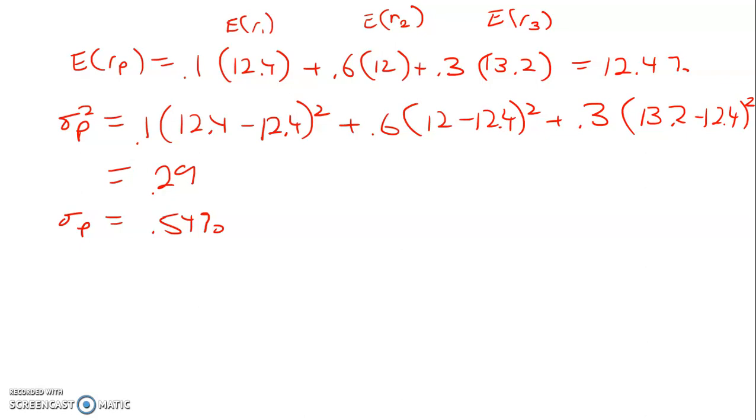So that is the answer to part D. If you're comparing them, because these two assets are negatively correlated, you've reduced the risk of the investment considerably, as we've seen.